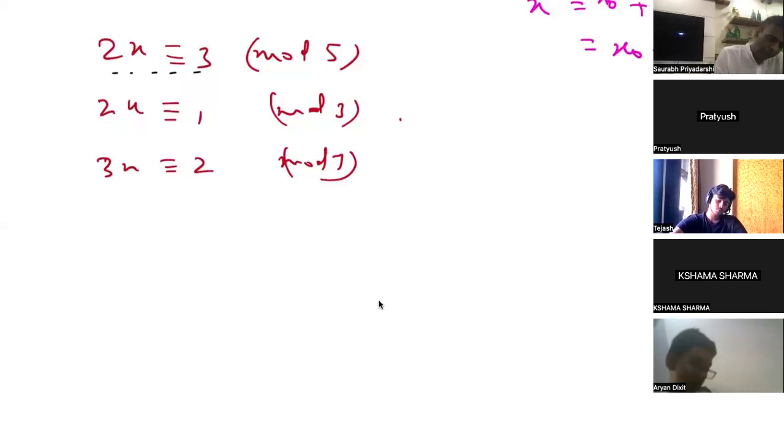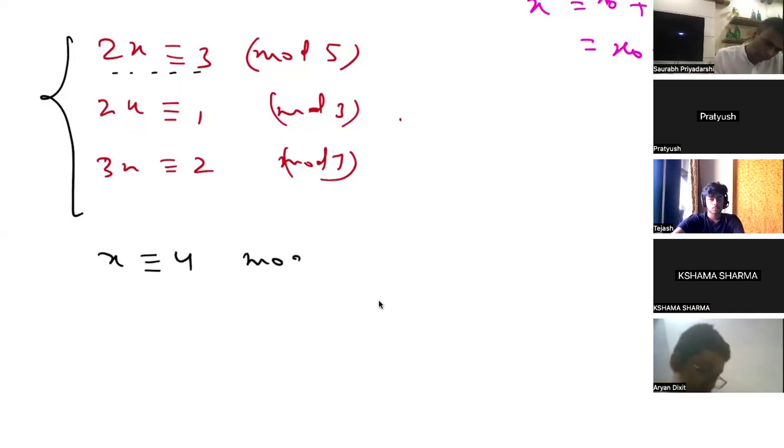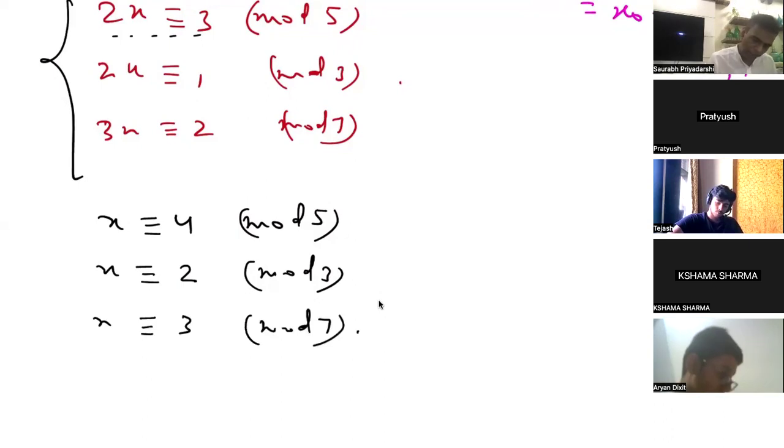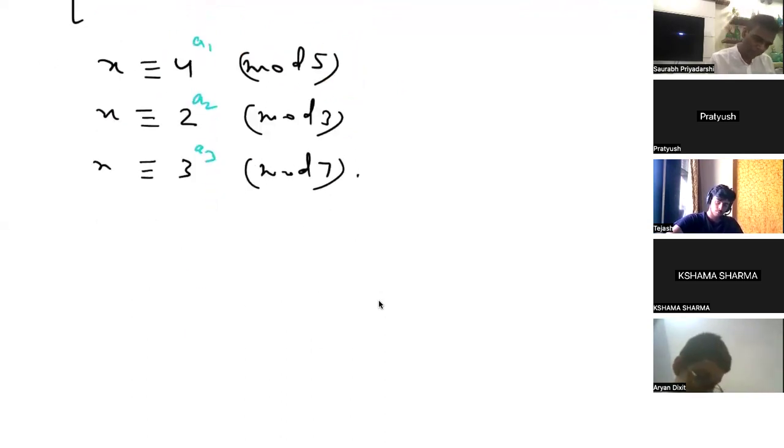First, this one. I can rewrite this by multiplying with 3. So this will be 6x congruent to 9 means x congruent to 4 mod 5, and 2x, multiplying with 2, x congruent to 2 mod 3. And again multiplying with 2, 3, 4, 5, so mod 7, 5 is 10, that's 3 mod 7. So this is A1, A2, A3. Right? And now we have to find N1, N2, N3; A1, A2, A3 is given.